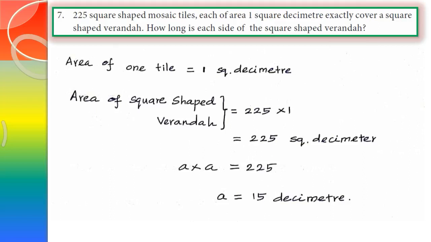A into A equals 225. The square root of 225 is 15. That is the answer. A equals 15 decimeter. That is the answer to the question asked. So the answer is A, 15 decimeter.